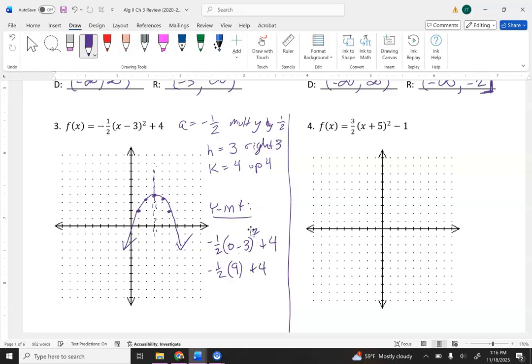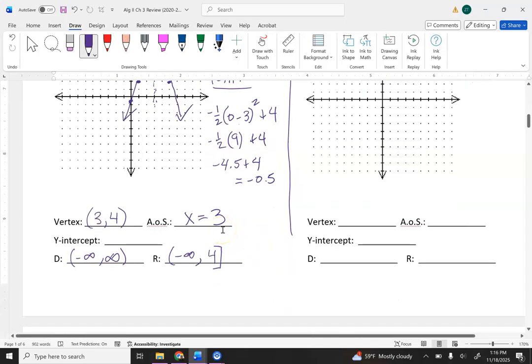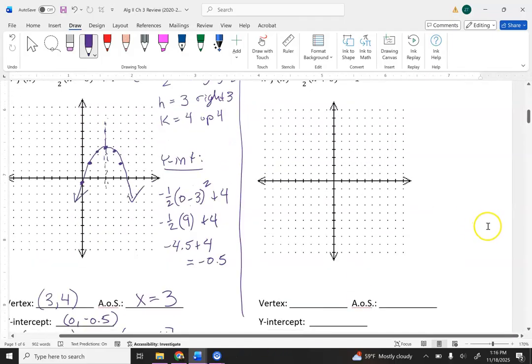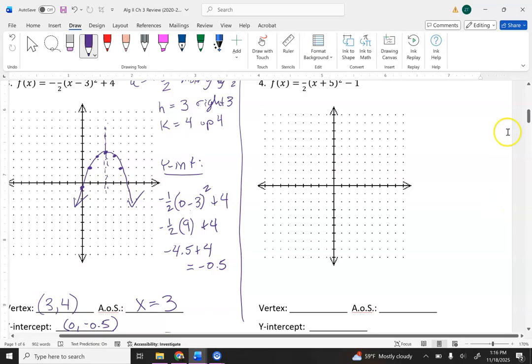So then that 9 times -1/2, if we put it into a decimal, that would be -4.5 plus 4. So that would be -0.5. And you can see the way I drew the graph, it does pretty much cross right at -0.5. So the y-intercept there, (0, -0.5).